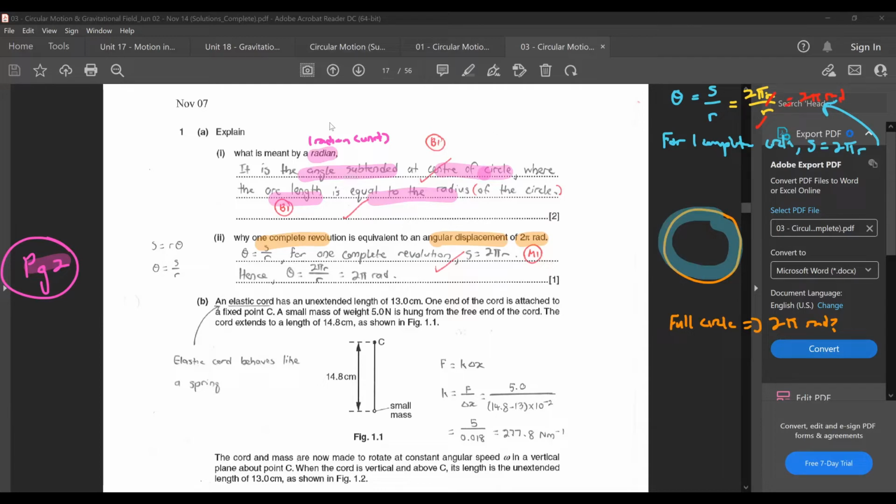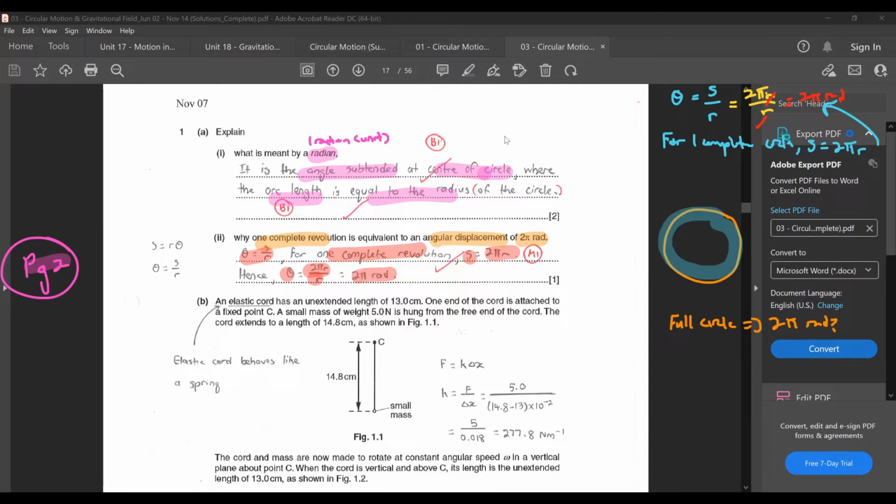So the answer was basically this. Theta is s over r. For 1 complete revolution, s will be 2 pi r. 1 complete revolution is basically the circumference of your circle. So sub everything in, you eventually get this. Okay, so this is one part.